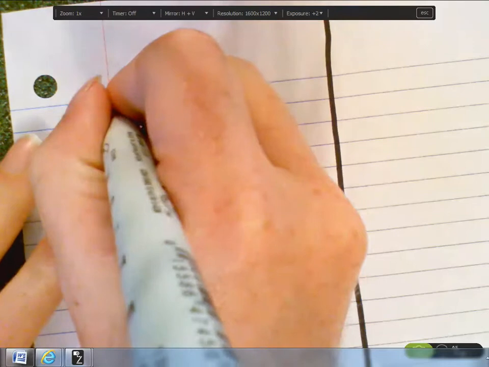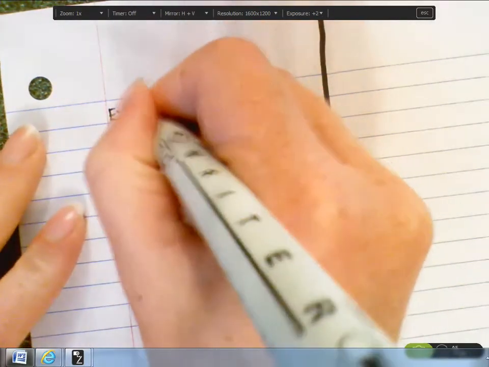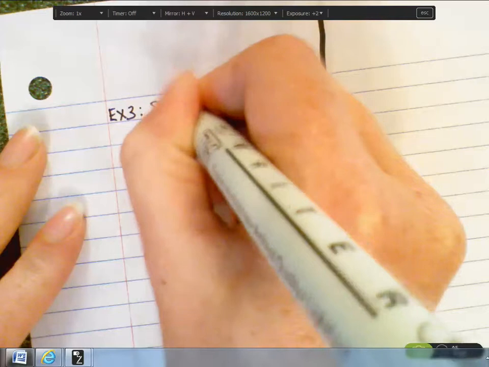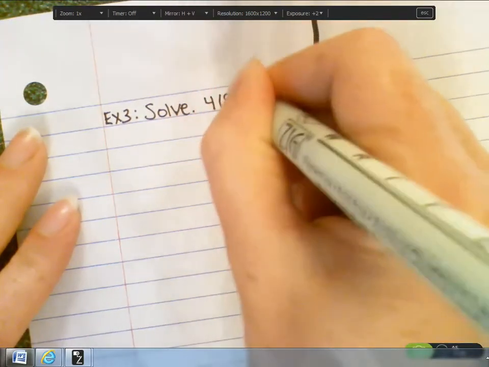Okay. And I'm going to go back to the top, and let's do a couple more examples together. If you're following along in the textbook, it's going to actually be example 4 and 5, but I'm going to keep our numbering accurate. So this would be example 3, and it's going to say solve. Okay, and it's the equation 4 times 8 plus 6 equals a.